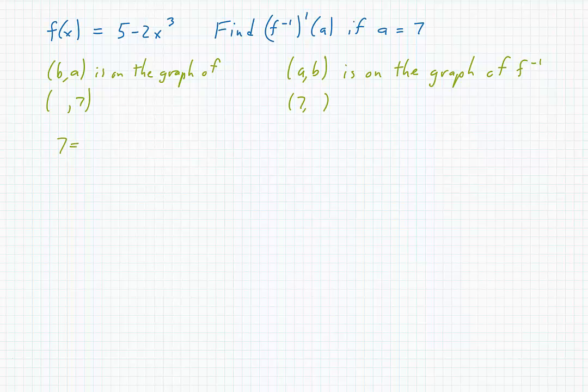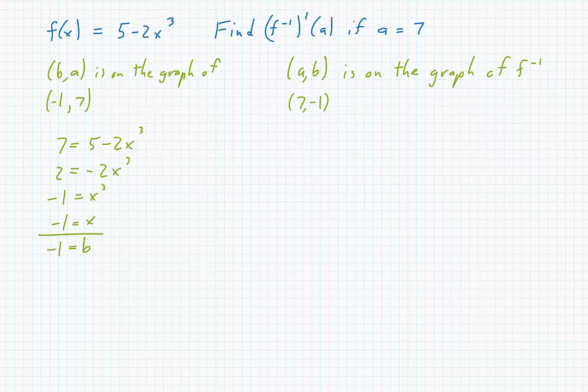We're going to have 7 is equal to 5 minus 2x to the third. That says that 2 is equal to minus 2x to the third. That says that minus 1 is equal to x to the third. And that says that minus 1 is equal to x. Or in this case, minus 1 is equal to our b that we're interested in. So on the original function, the point is negative 1, 7. On our inverse function, the point is 7, negative 1.